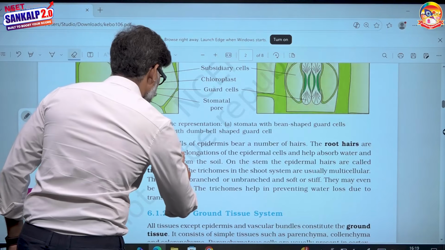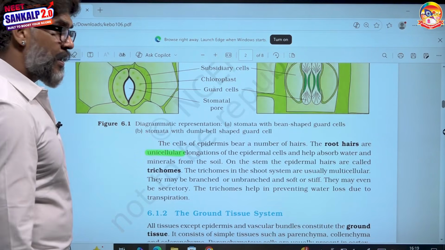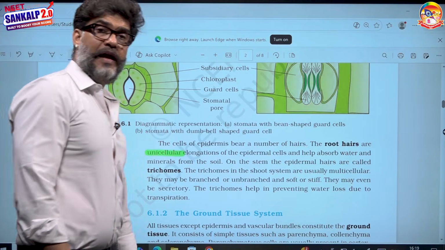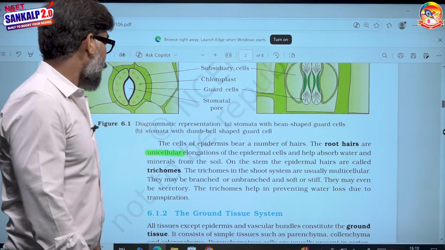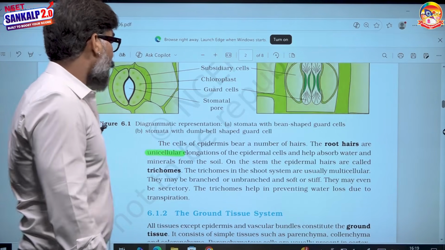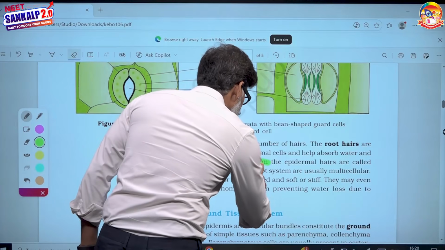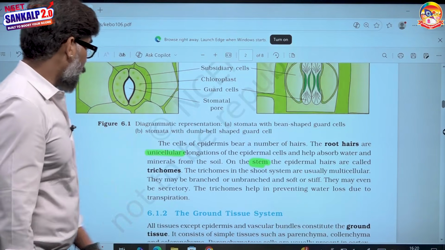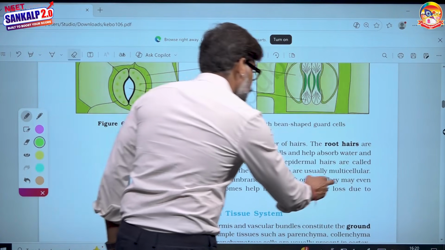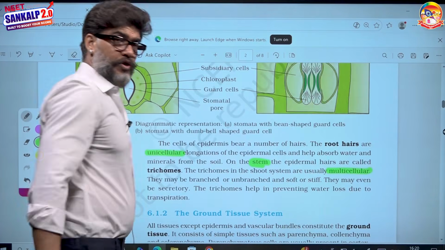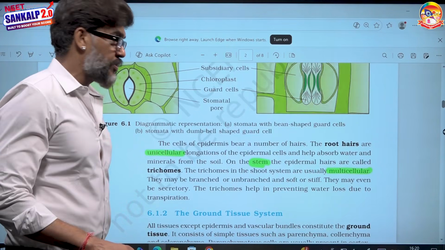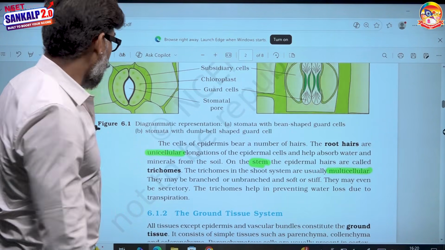The outer cells of the epidermis bear a number of hairs. Root hairs are always unicellular. They are elongations of the epidermal cells, and they help in absorbing water and minerals from the soil. On the stem, epidermal hairs are called trichomes. Trichomes of the shoot system are usually multicellular. So this is the difference: root hairs are unicellular while stem hairs are multicellular.